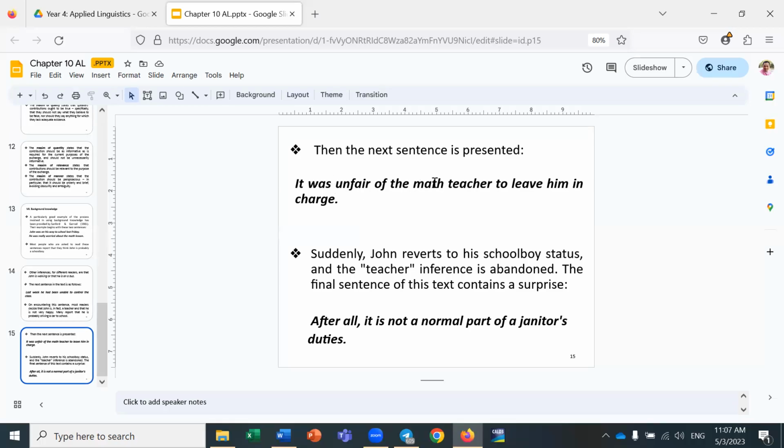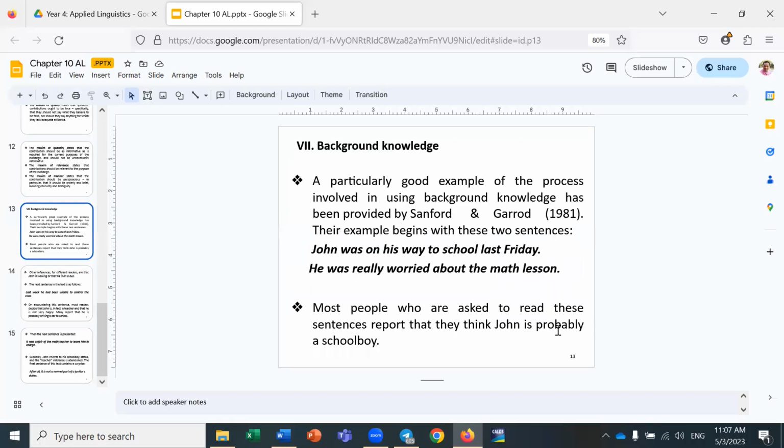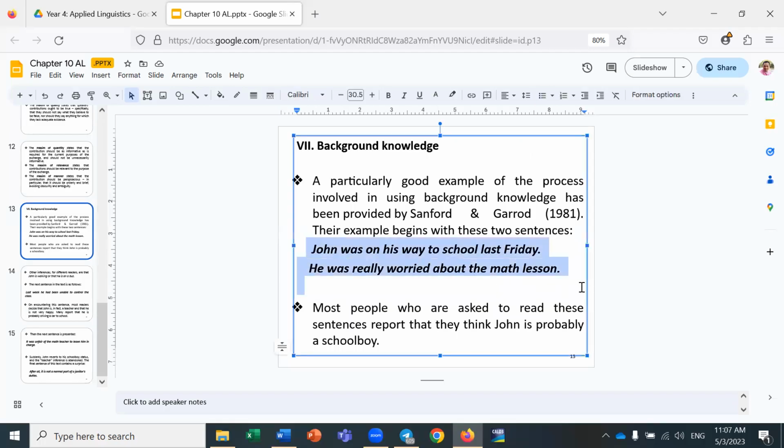It was unfair of the math teacher to leave him in charge. Suddenly, John reverts to his schoolboy status, and the teacher inference is abandoned. The final sentence of this text contains a surprise. After all, it is not a normal part of the janitor's duties. All right, so I just want to copy the whole sentence together, and then I put it in Word here.